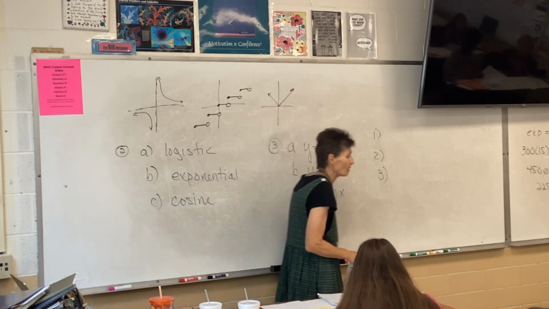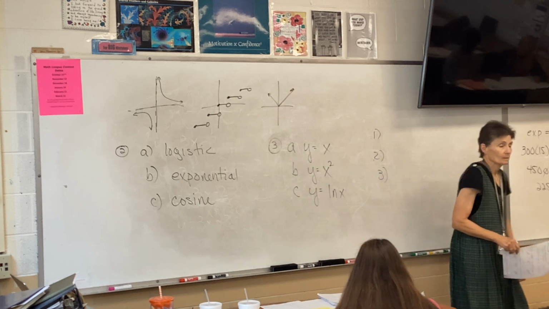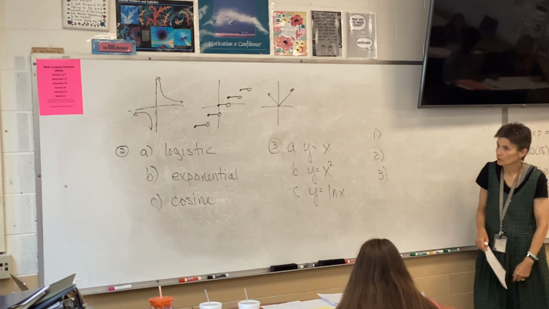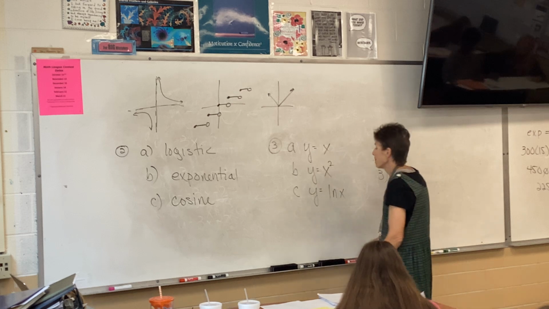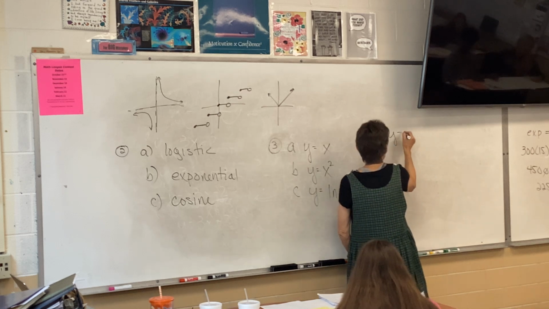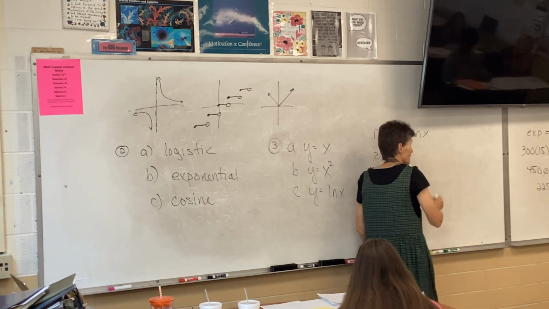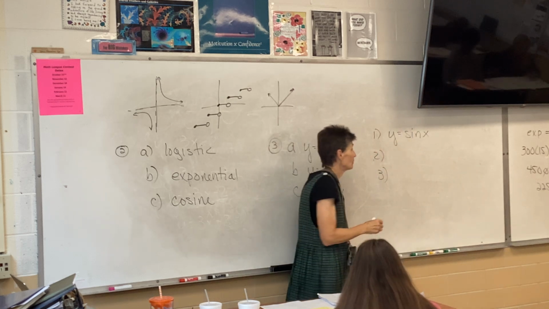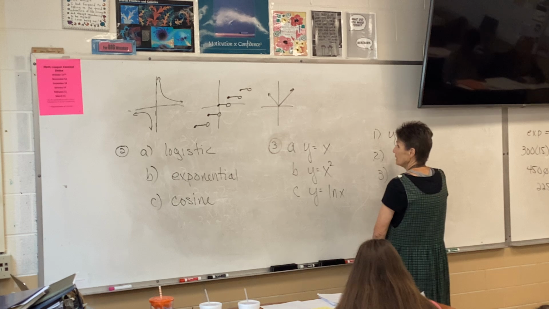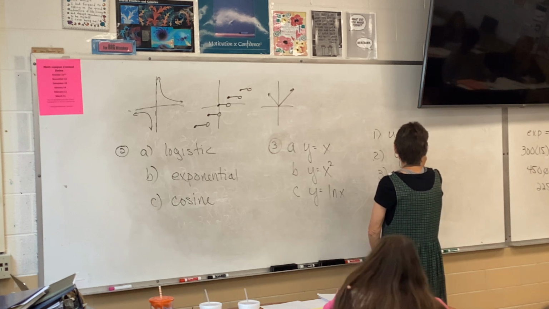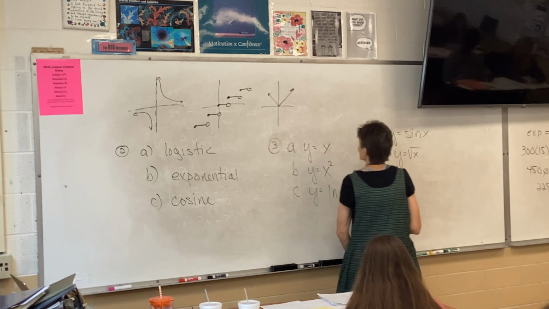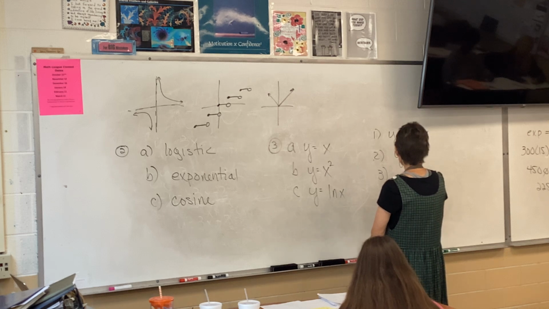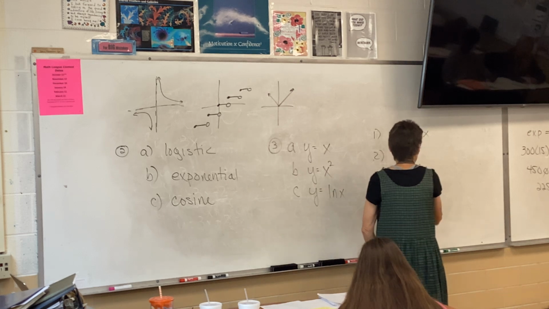Okay, now here comes the hard part. What did we not include? Sine. We didn't include sine. Okay, what else? What did you say, Macy? We didn't include the square root, did we? And we didn't include the cube anywhere. There we go.